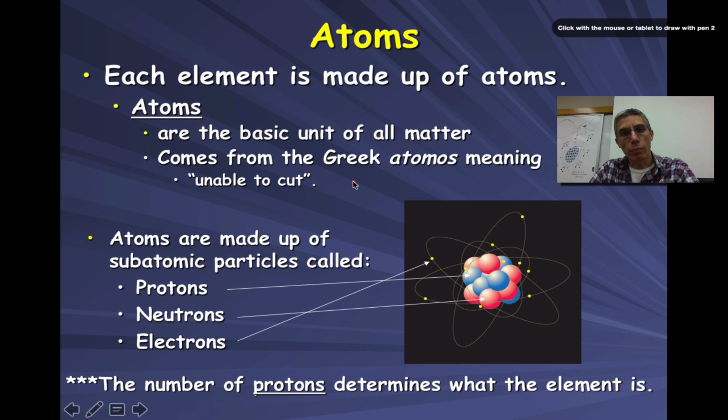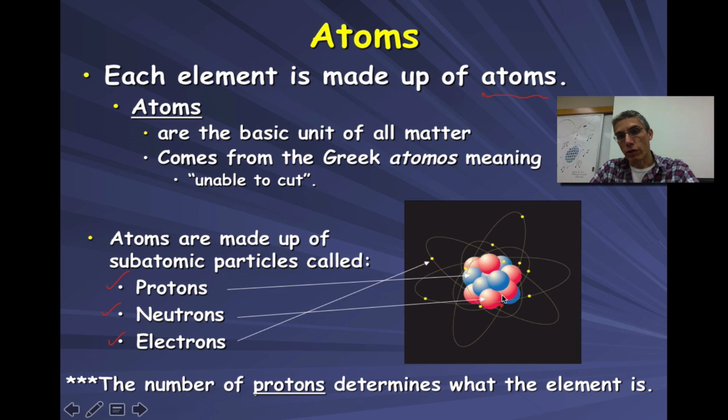In other words, they do have parts or components that make up those elements. So each element is made up of something called an atom. And atoms are simply the basic unit of all matter. The word atom comes from the Greek word atomos, meaning unable to cut. Even though at this point we have been able to take certain atoms and actually break them down into their core components, atoms are essentially made up of protons, neutrons, and electrons.